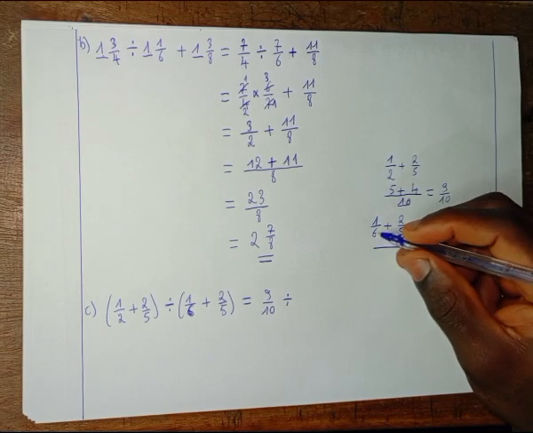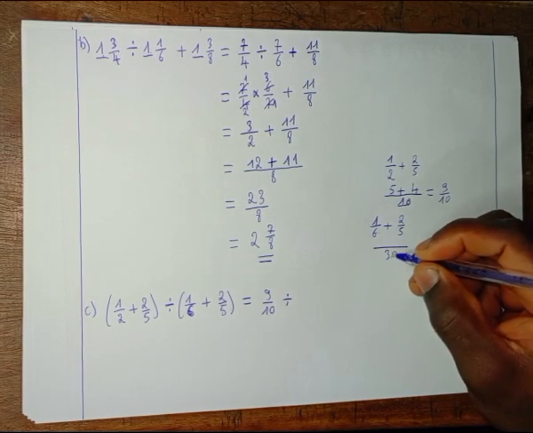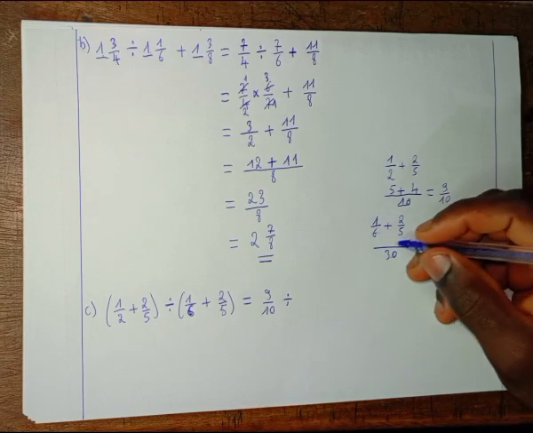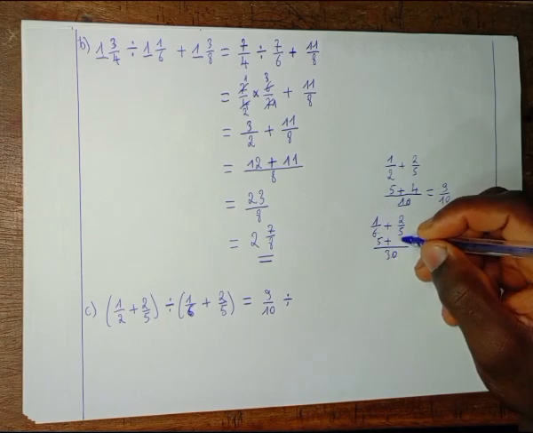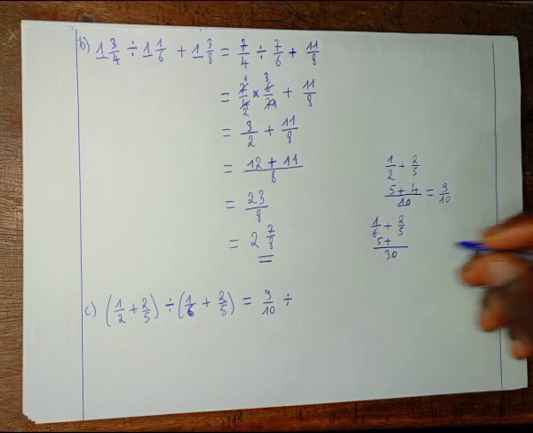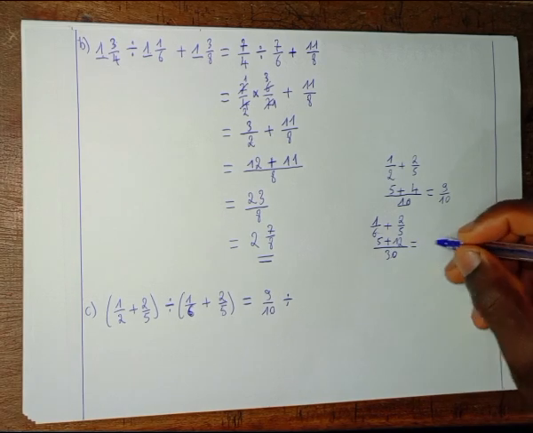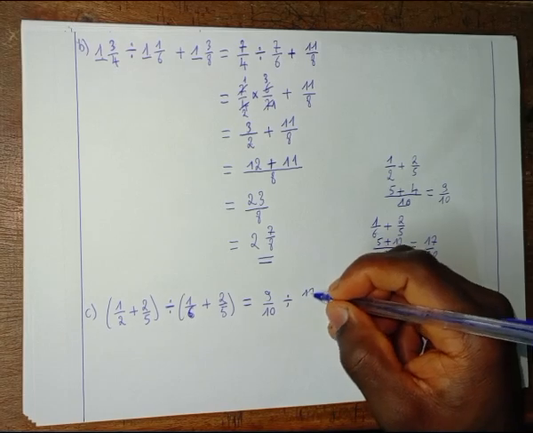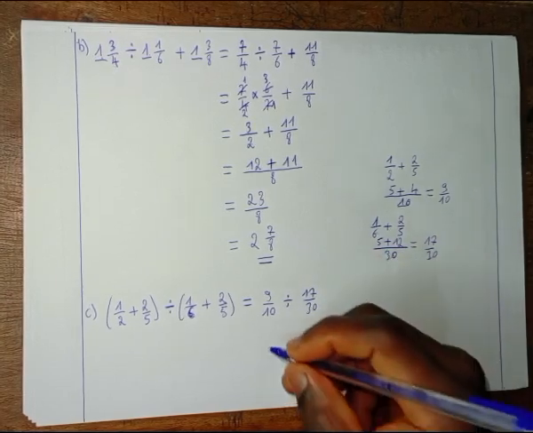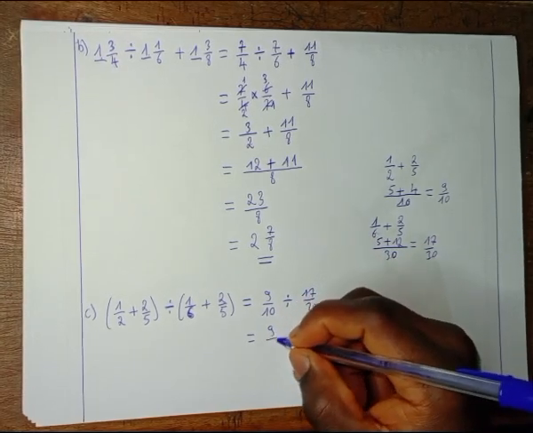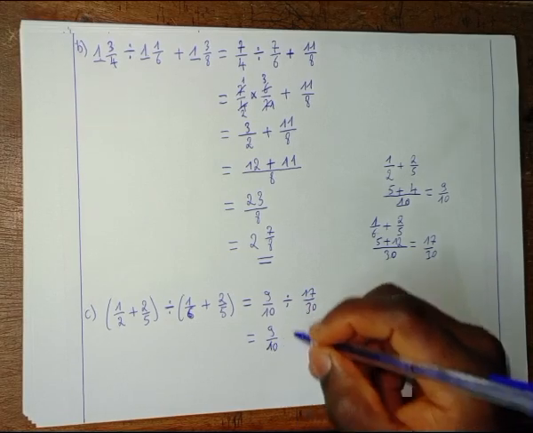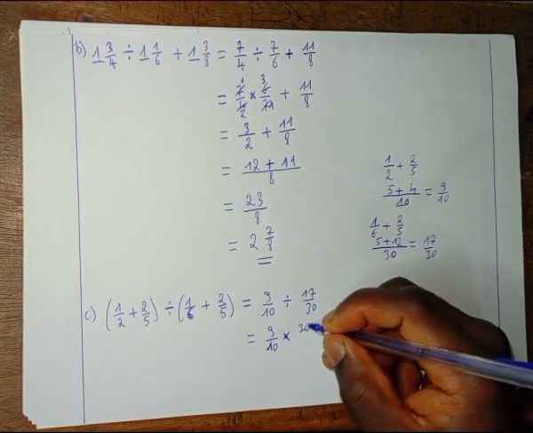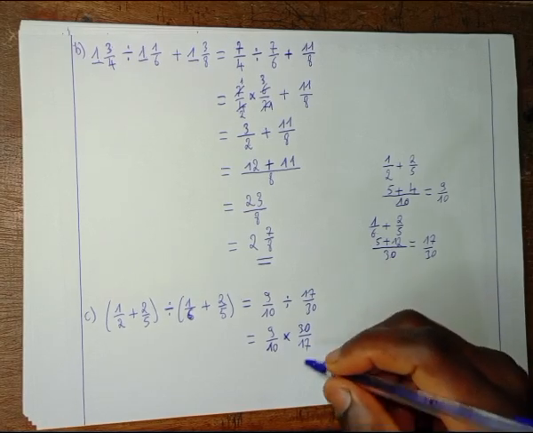Here, the LCM of their denominators is simply 30. 30 divided by 6 gives us 5. 5 times 1 remains 5, plus 30 divided by 5 gives us 6. 6 times 2, 12. This will give us 17 over 30. This will be equal to 9 over 10. We are going to change the division sign to multiplication. Then we invert the second fraction. 30 goes up, 17 comes down.